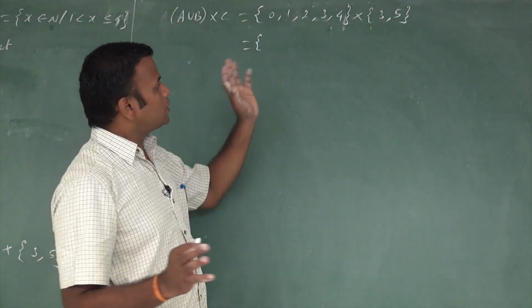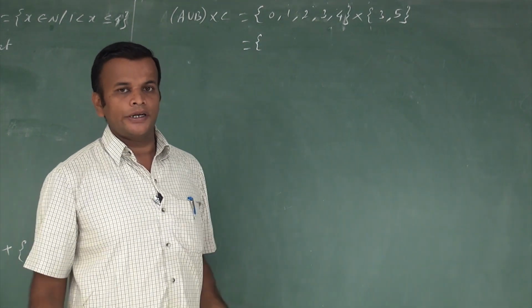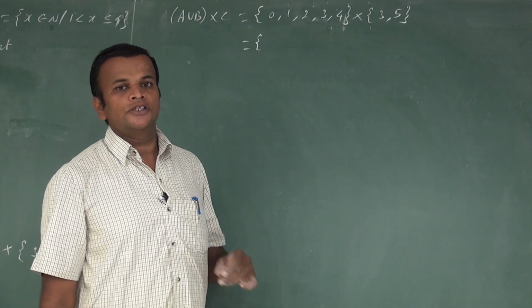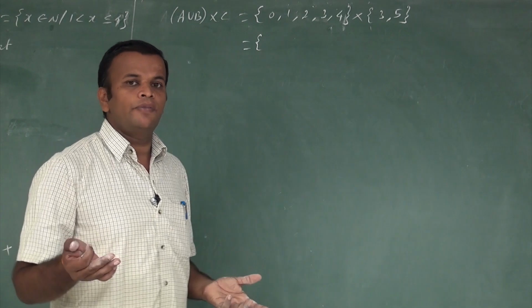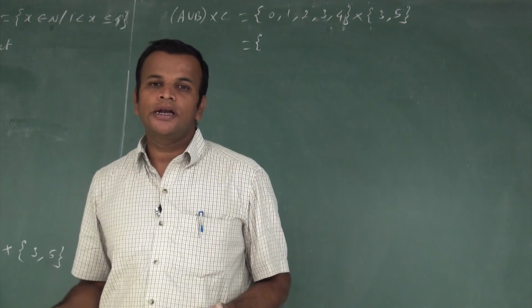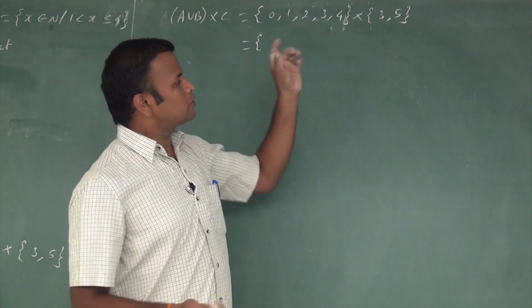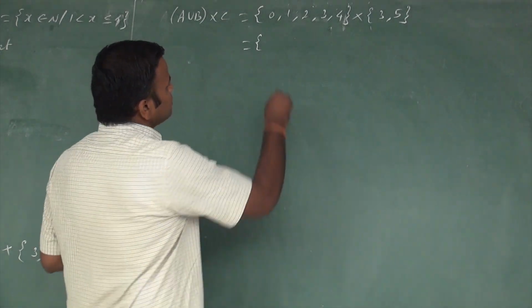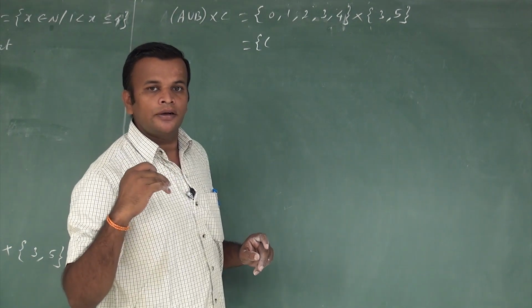Now we find the Cartesian product of these two sets. So many ordered pairs are there, and you don't leave out any one of the ordered pairs. It's an easy way. What is the working rule? Always in the ordered pair, the first element lies in the first set and the second element lies in the second set. So what is the first possible ordered pair? 0 comma 3.